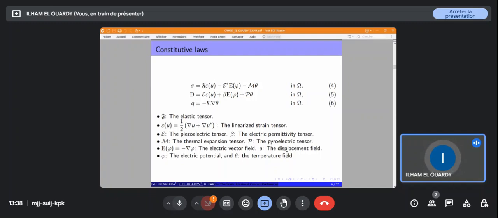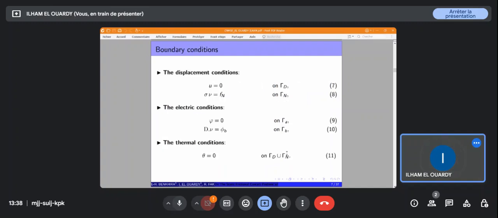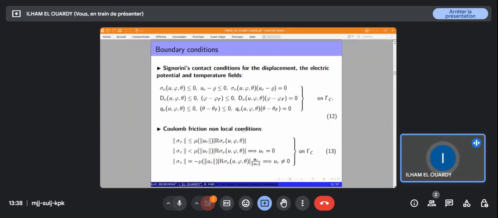Moreover, to complete our mathematical model, we need to take into account the boundary conditions on each part of gamma. So, we have Dirichlet conditions on the Dirichlet zone for the displacement field, electric potential, and temperature field, and also Neumann conditions on the Neumann zone. The last two conditions on the contact zone are the characterizing conditions of our problem. The first is called Signorini's condition, which takes into account the action of the obstacle on the body in the normal direction. And the last condition is called the condition of friction, which takes into account the action of the obstacle on the body in the tangential direction.